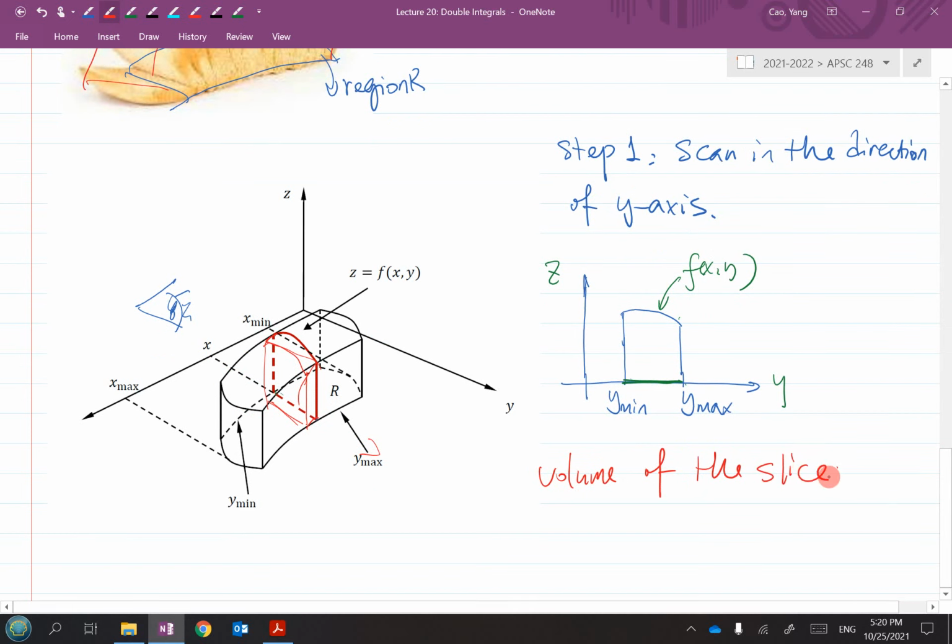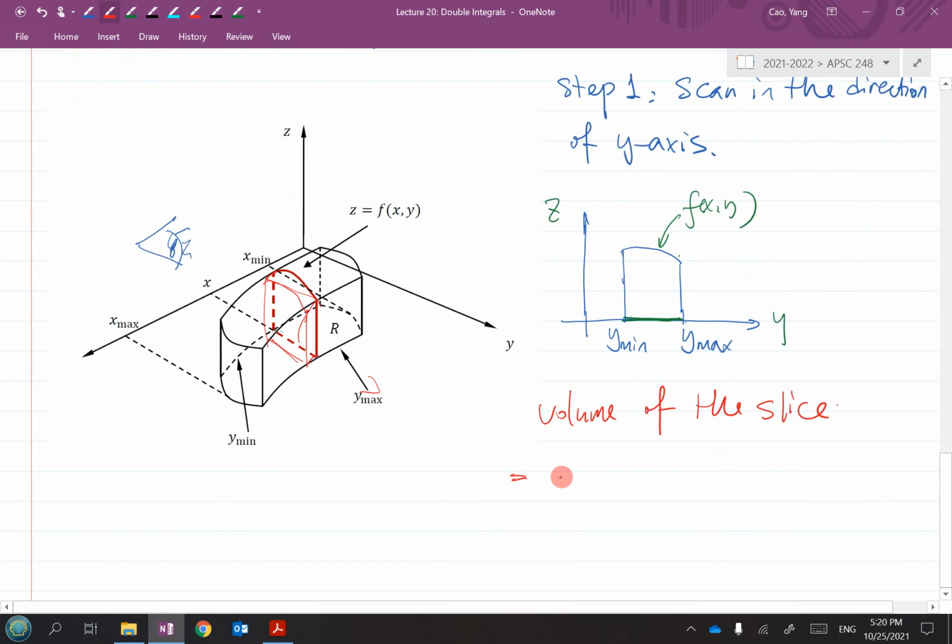Volume of the slice here. So the volume of the slice equals the area of the slice, multiplied by the thickness. Okay, all right, so what do we get for this?